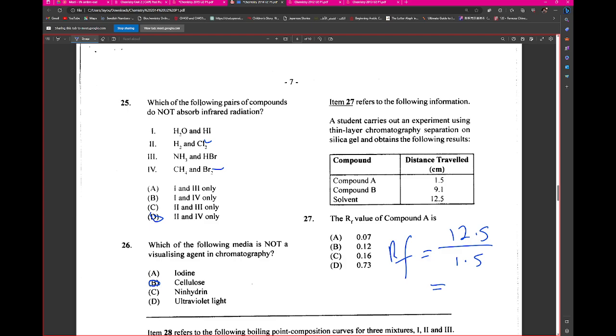Wait, hold on. I think it would be the other way around for real, because that value would be too large. So it's the other way around. All right. So this should be 1.5 divided by 12.5. And that should give us what? B, right?